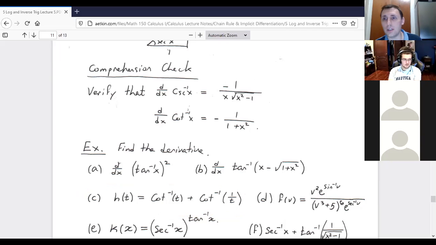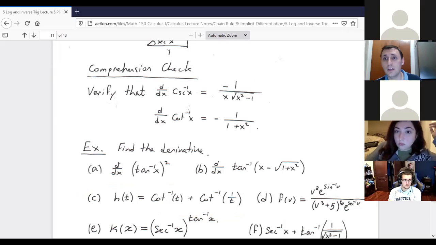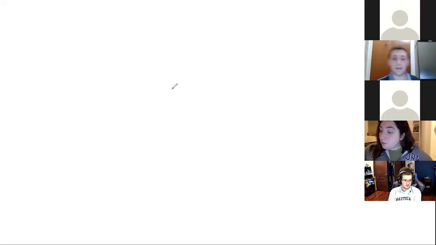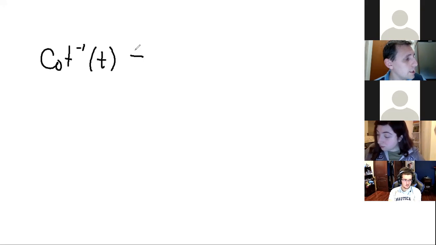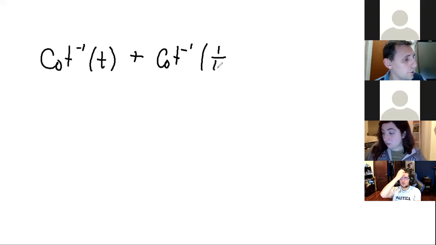Here is the thing. You can take the derivative. Why not? Or you can think a little bit. Okay. And here is how we might think about it a little bit. So we have cotangent inverse of t plus cotangent inverse of 1 over t. Yeah? We have this thing.